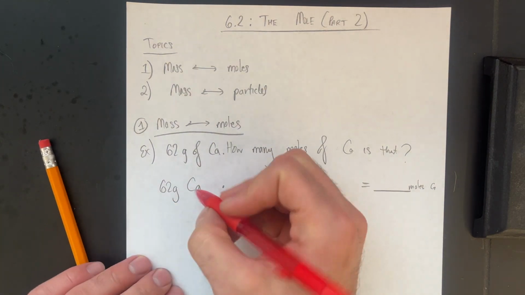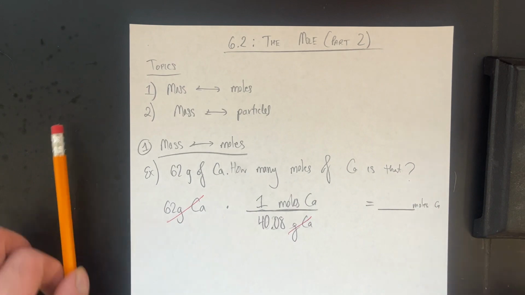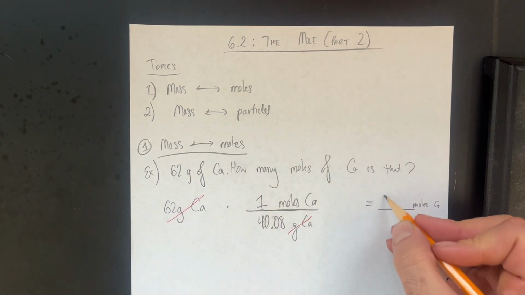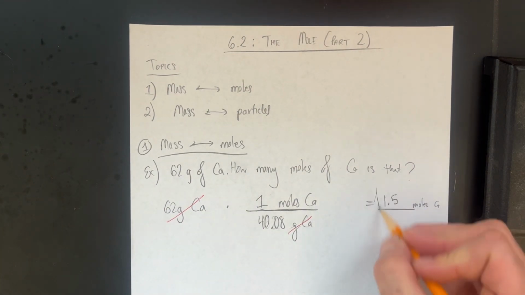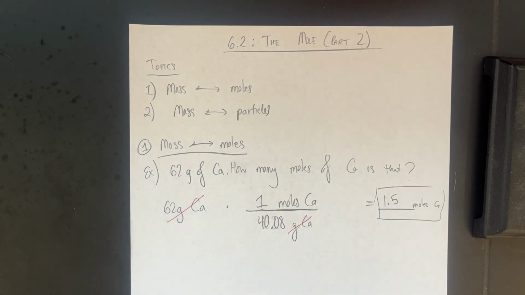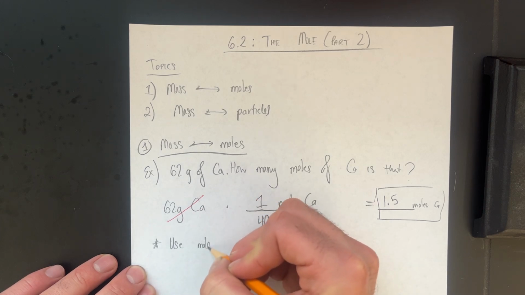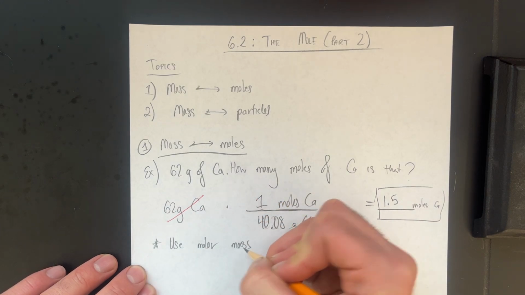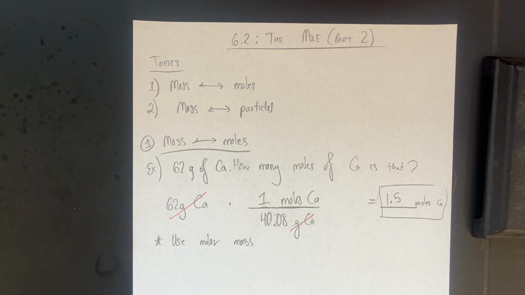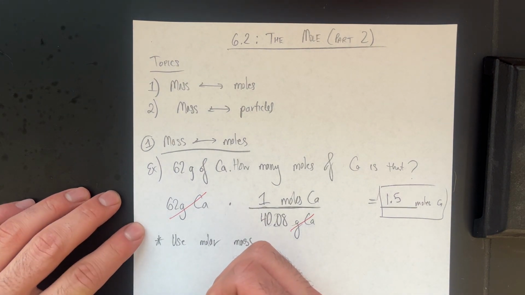Then you do your dimensional analysis, grams cancel, you're left with moles, and so you have 1.5 moles of calcium. And that's your answer. Really easy. So to do this, use molar mass to go from mass to moles. That's how to go from mass to moles: use the molar mass.